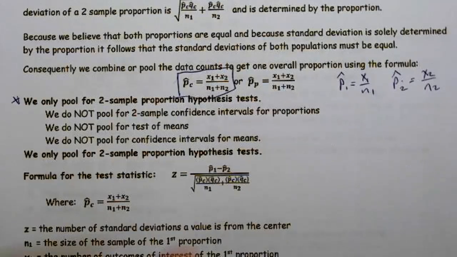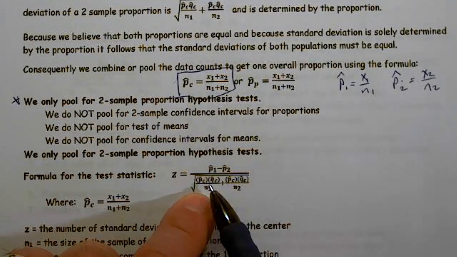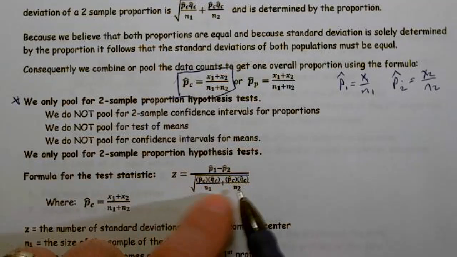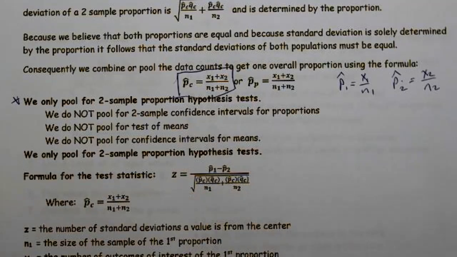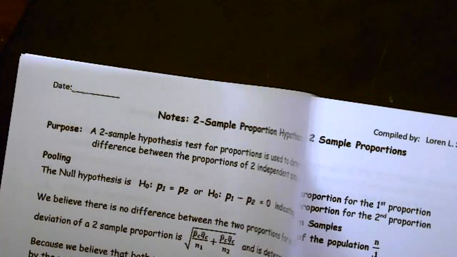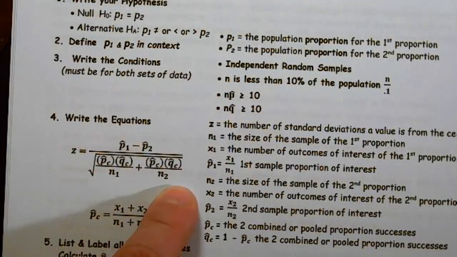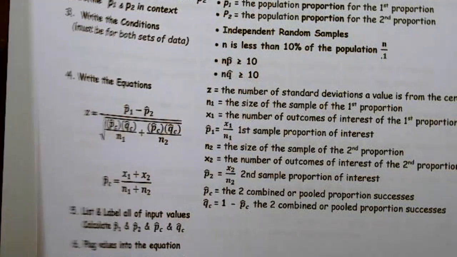So basically, we're going to have P hat 1 minus P hat 2. And instead of using P1 and P2, we're going to have P combined, Q combined, and it's N1 and N2. So those numerators are going to be the same. The denominators will change based on the numbers. That's the big difference. Otherwise, everything else is almost exactly the same. And this one is blown up a little bit larger, so you can see the actual formula a little bit better. Okay, so this is the formula, and this is how you get P combined. Otherwise, everything is exactly the same. So let's go ahead and run one of these.